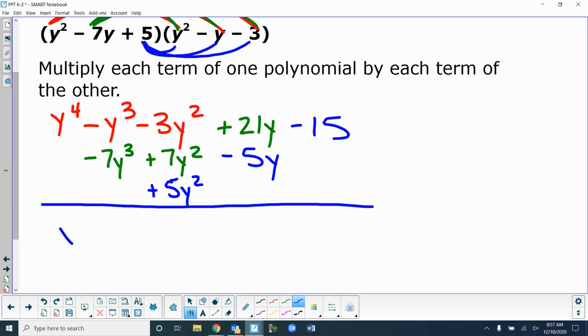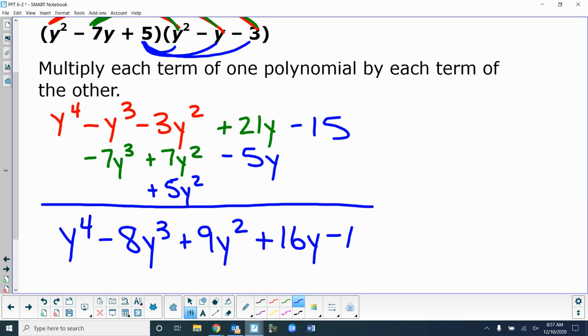Okay, Alex, what's the answer? 12y to the fourth. Minus 8y to the third. Plus 9y. Plus 16y. Very good. Any questions? Multiplying polynomials is simple, isn't it? Just take your time. Okay? Add your exponents for your variables. Multiply your coefficients. And then combine like terms.